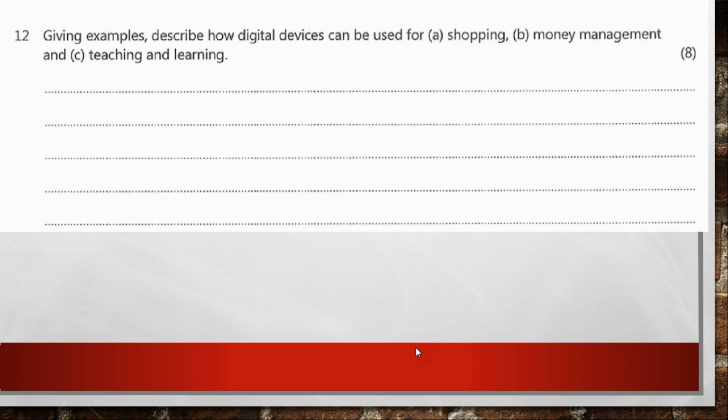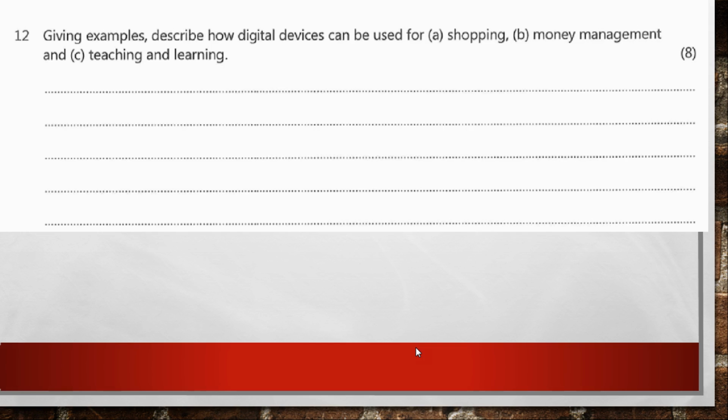Okay, 8 marker. Oh my days! And please, if you're looking at this, don't go, oh, 8 marks, I'm not doing it. Please don't think that. Giving examples, describe how digital devices... So you need to describe. You need to give logical explanations, examples. So describe how digital devices can be used for shopping, money management, and teaching and learning.